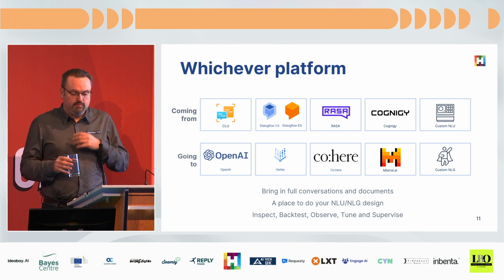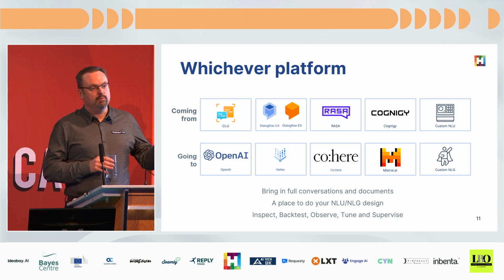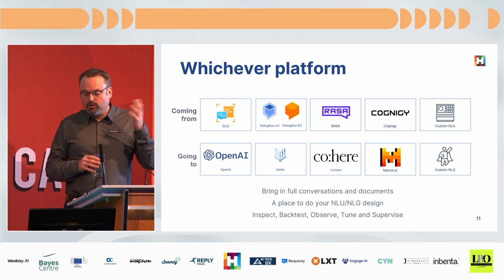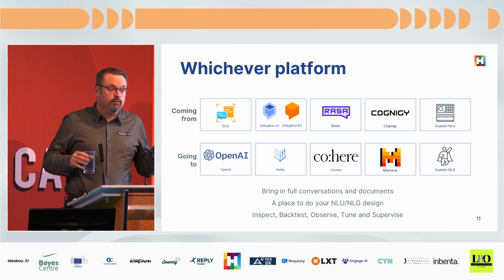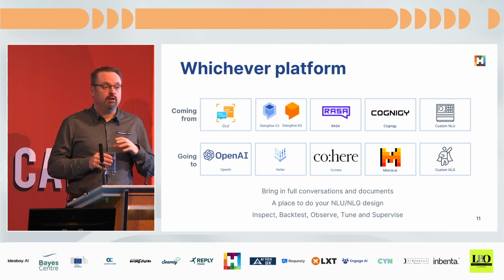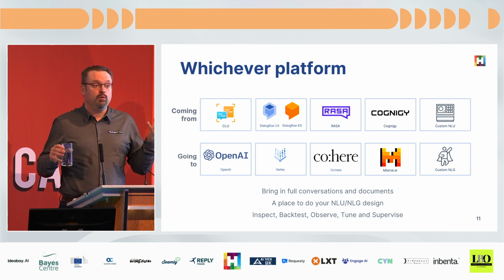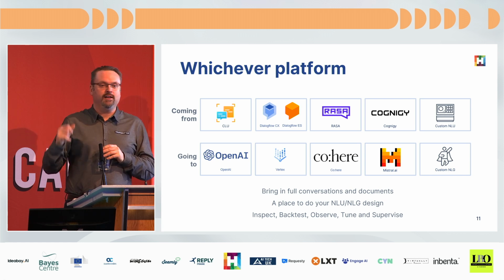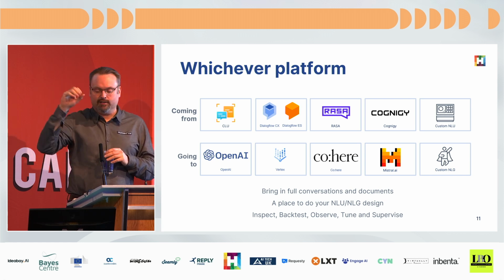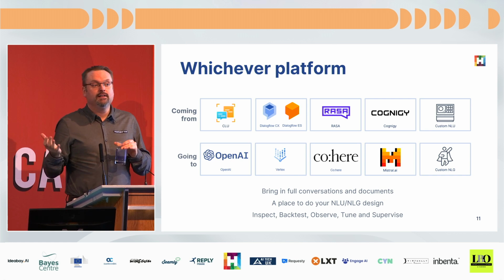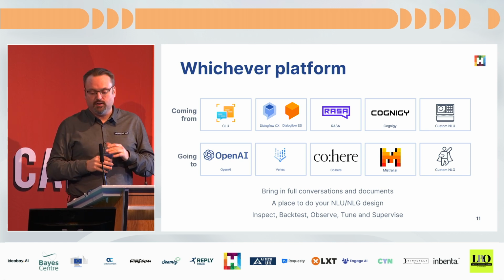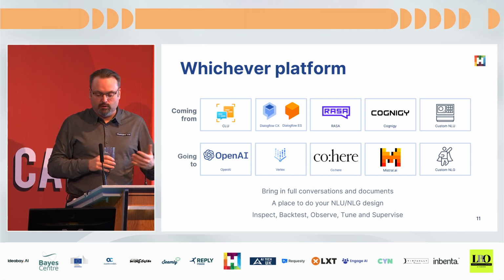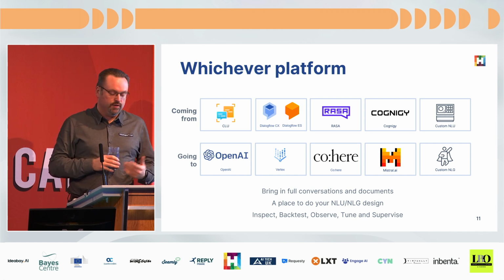And that applies whichever platform you're coming from. I talked about Microsoft Copilot, PVA, CLU, Dialogflow, but Rasa, moving to Calm, Cognigy, Custom NLU, all where you're going from. You know, OpenAI, Vertex, Cohere, Mistral, all excellent models, all work in a very similar way or suffer a lot of the very similar problems. And even if you're making your own super custom NLG, you're going to use LangChain and Super RAG and all these things, fundamentally, you've got to have a space where you bring your conversations and documents in, you do your NLU and NLG design, you inspect, are your prompts reliable, you backtest, you observe, you tune, you supervise.